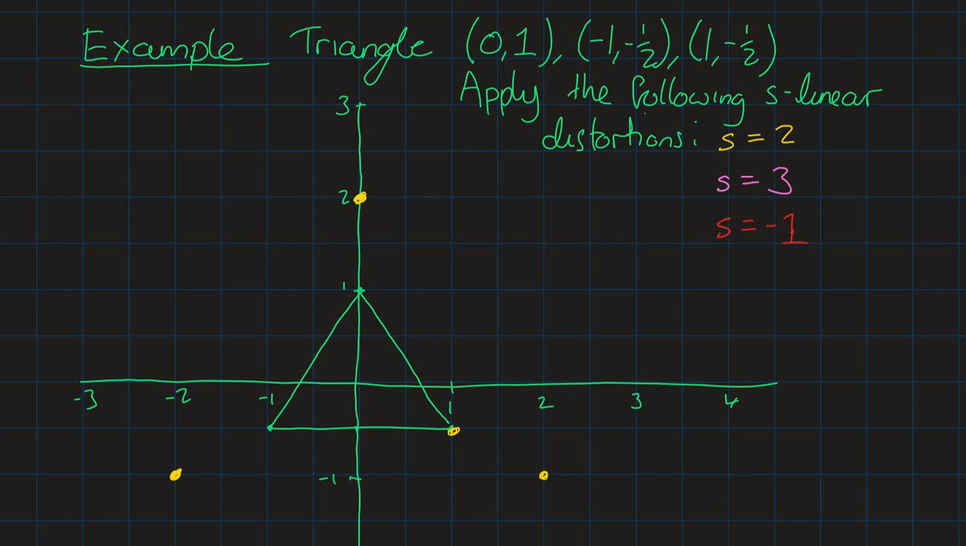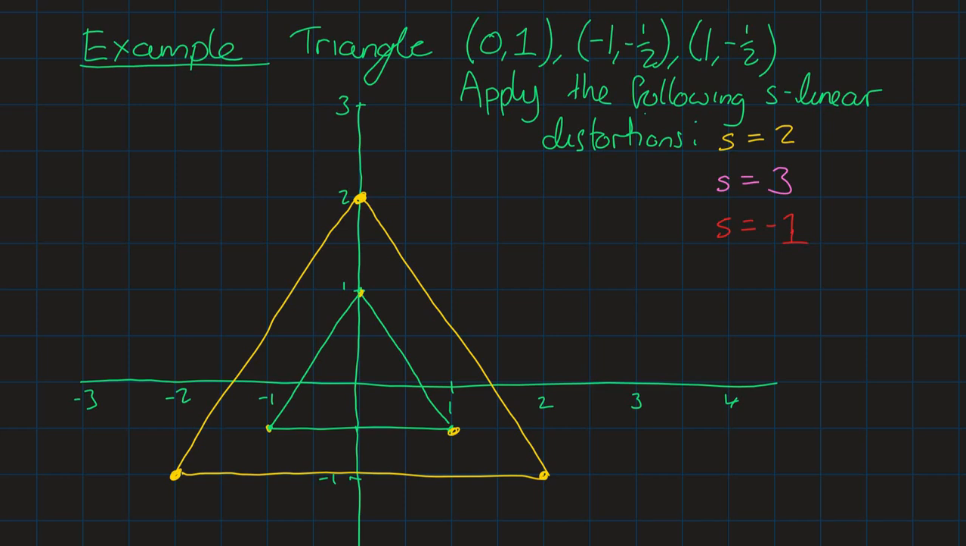A special thing about S-linear distortions is they send lines to lines. So to work out the image of this triangle, it suffices just to know the image of each of the vertices. I've just worked out the image of each of the vertices, so now I can just join them up with somewhat straight lines, like this. So this yellow triangle is the 2 linear distortion of the green triangle.